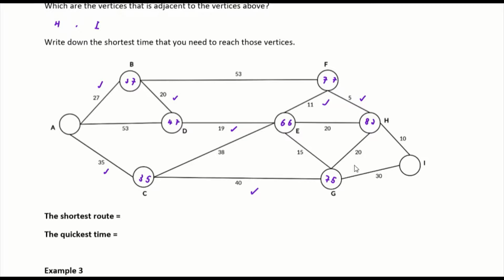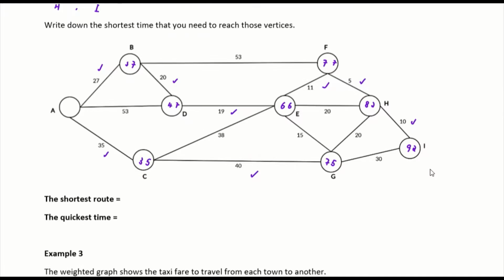Okay, so now you're at the last part. You see there are only two vertices adjacent to I, right? So it's either 82 plus 10 or 75 plus 30. Obviously that's going to be the 10 here, and that gives you 92. Okay, now you have your shortest path.